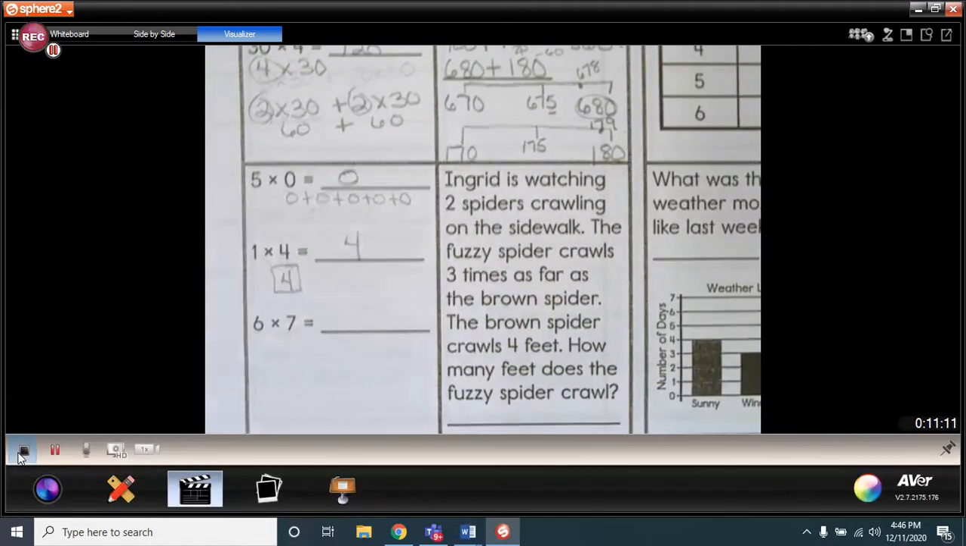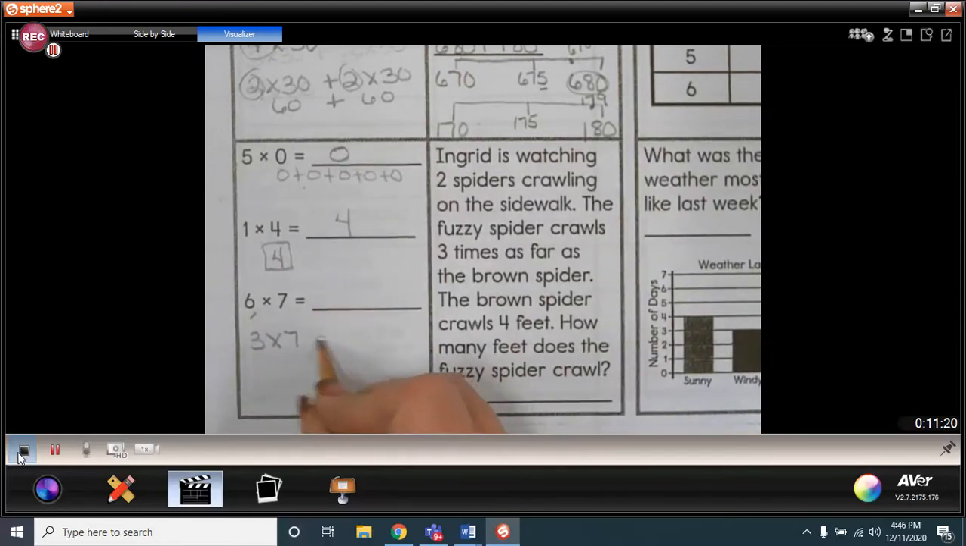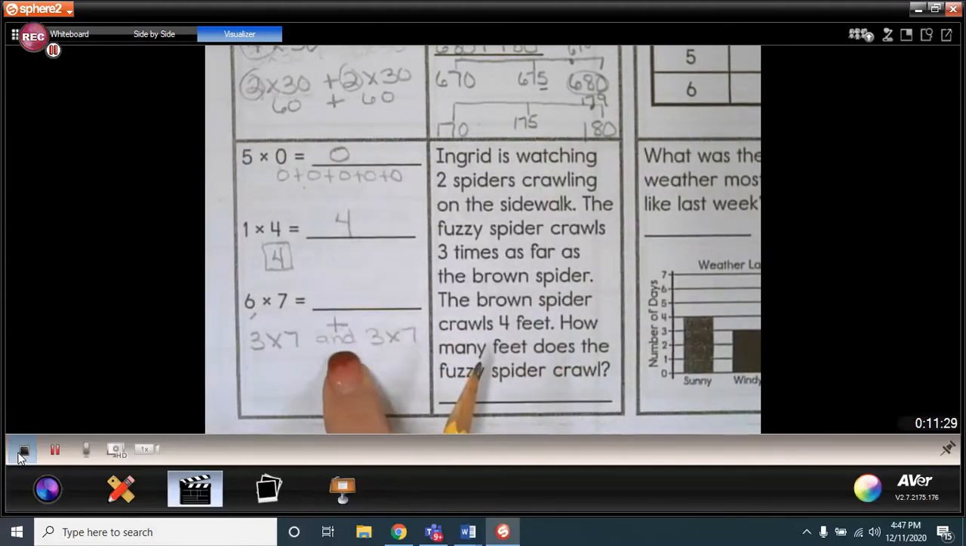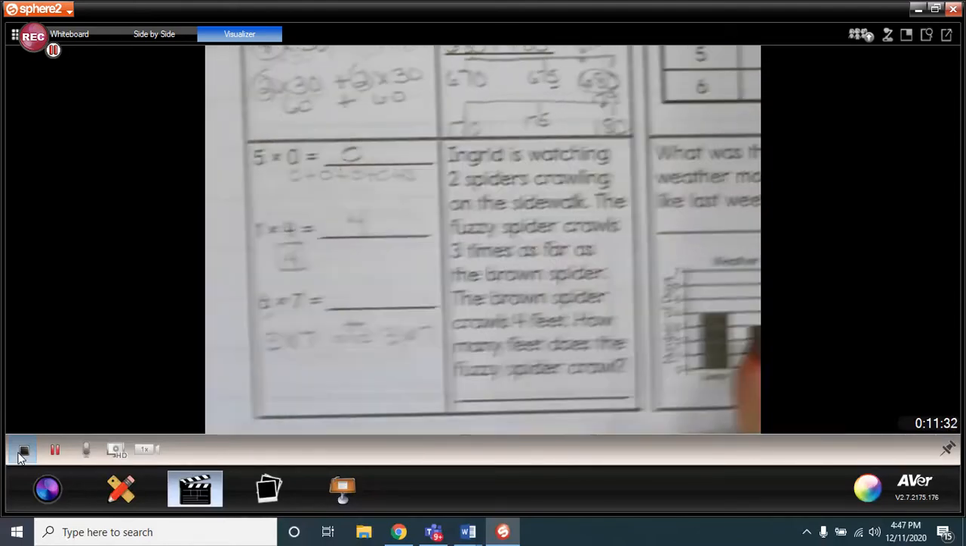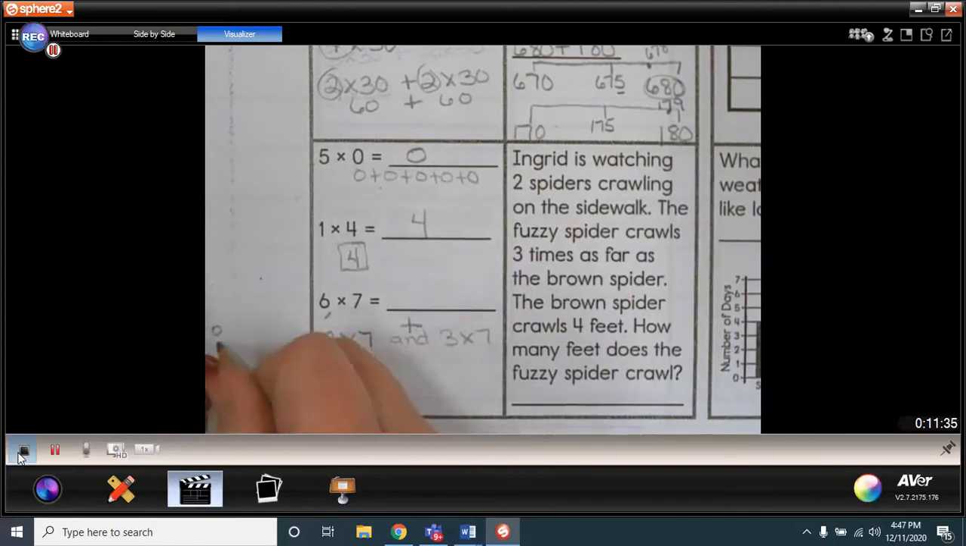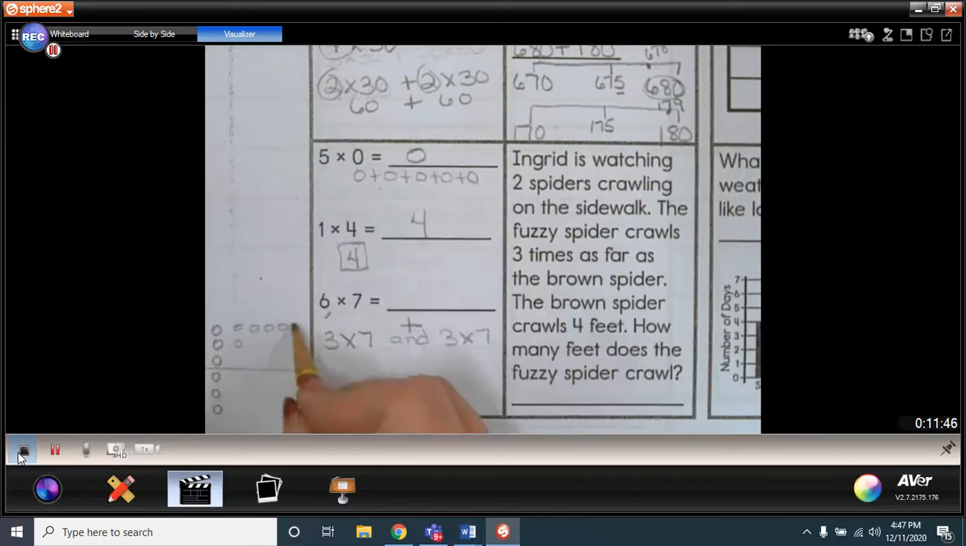6 groups of 7, or 6 times 7, 6 groups of 7, I could break this apart as 3 groups of 7 and another 3 groups of 7. Remember that this and means that you're putting them together. So if I were to show this as an array, I'd have 6 rows, and I'm splitting it here, and I have 7 in each row.